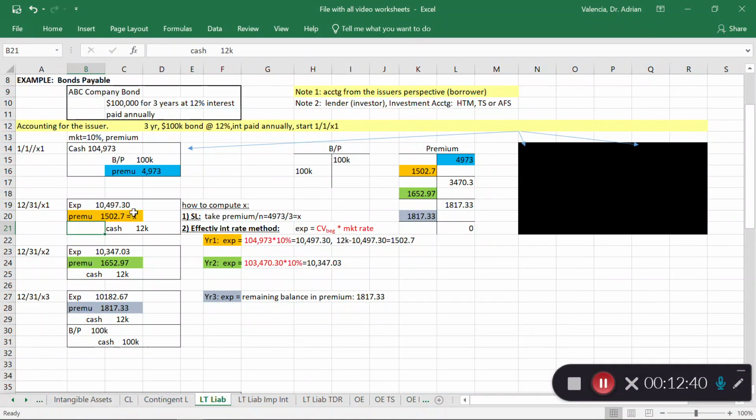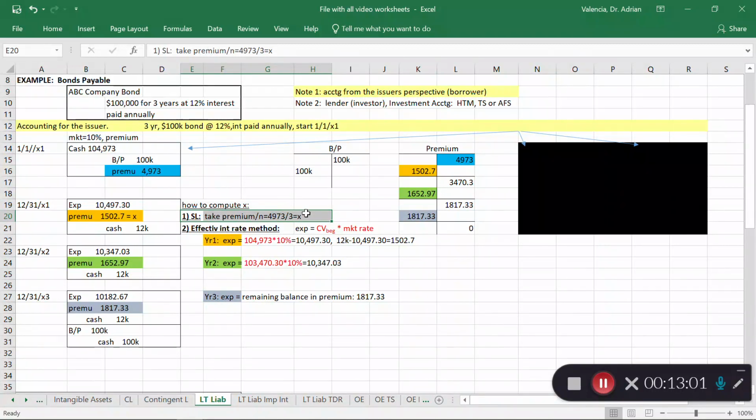Okay. So in the past, you learned the straight line method. And perhaps that was done for purposes of limiting the number of new things you were learning. So just keeping it simple was, hey, take that whole premium, 4,973, and divide it by the number of periods, and you get some amount. But this method doesn't work. Okay, this is not what we use in reality.